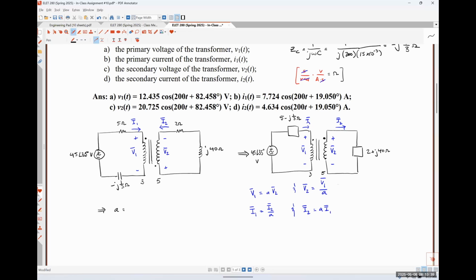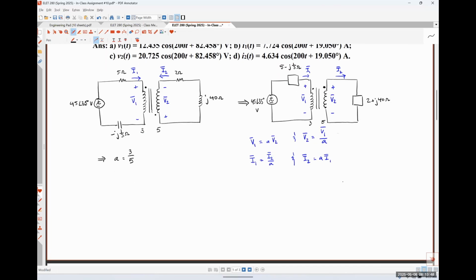Three over 5. Number of turns on the primary over number of turns on the secondary. Yep, 100%. Just 3 over 5. Okay, good job. So what can we do now to help us analyze this circuit? Okay, so I think we can do one of 2 things.